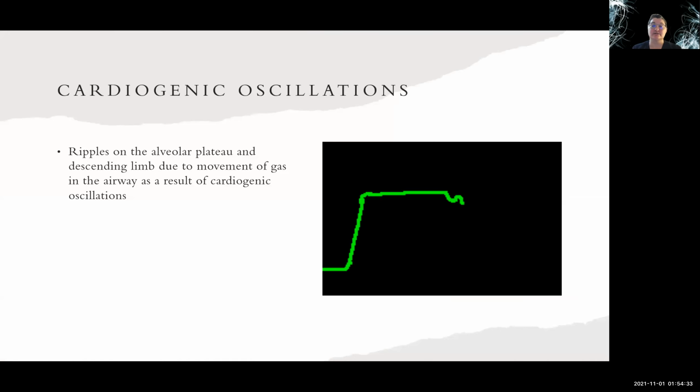Cardiac oscillations can also be picked up whenever we are monitoring our capnography. Now, ultimately, everything remains normal except the shape, and the shape changes starting at the end of phase 3. So you're going to see ripples down that alveolar plateau and the descending limb. And that's just where the heart's movement is causing those oscillations to occur.